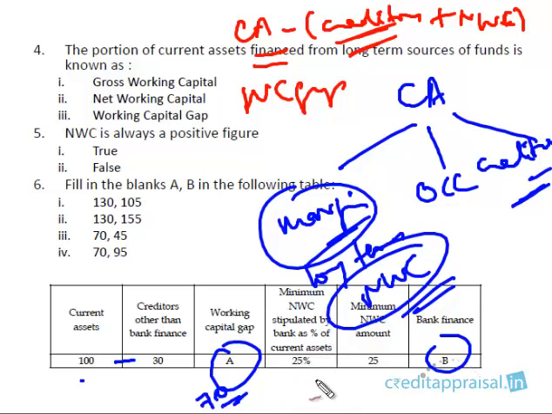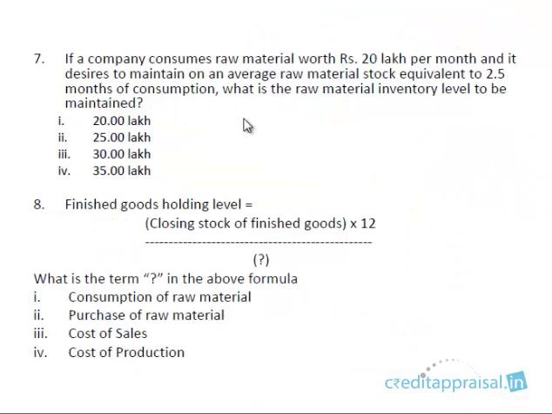What is the minimum NWC? 25% of current assets for a large company. So that amount has come to 25% of current assets. Now 70 minus 25, 45 will be the bank finance. So the answer is 70 and 45. Right? Then the next question.